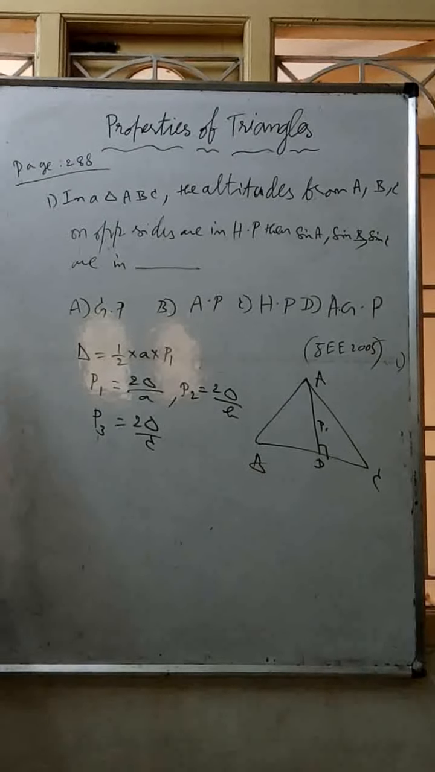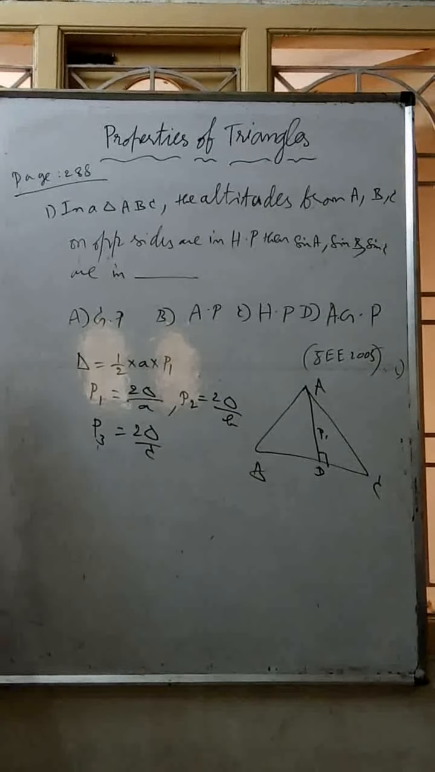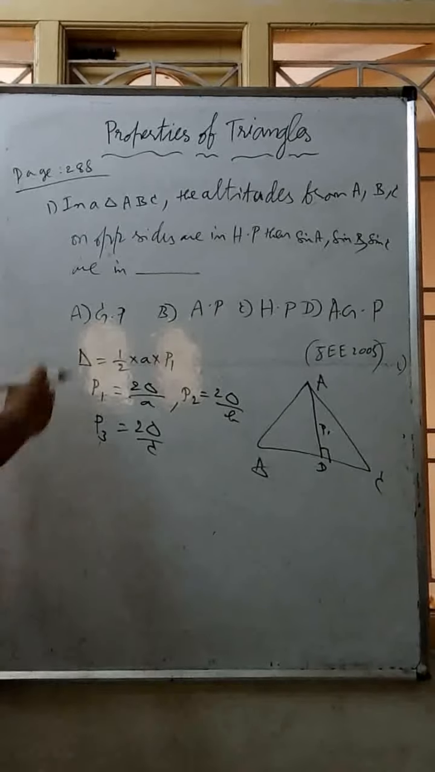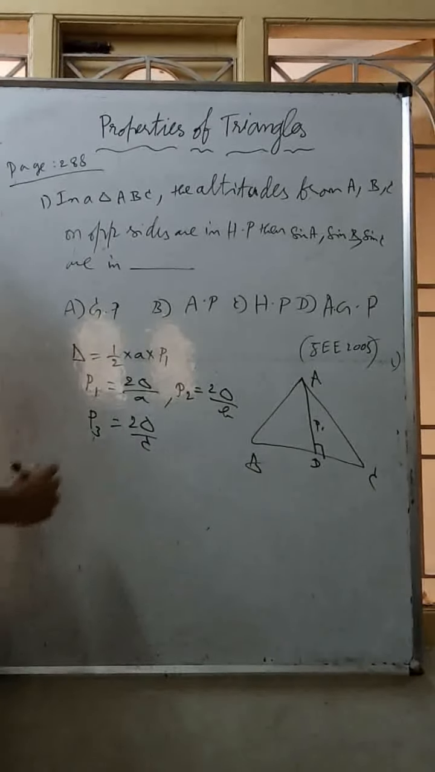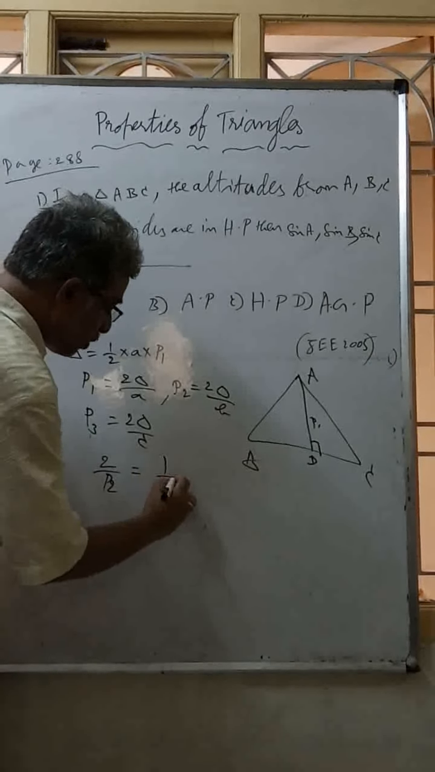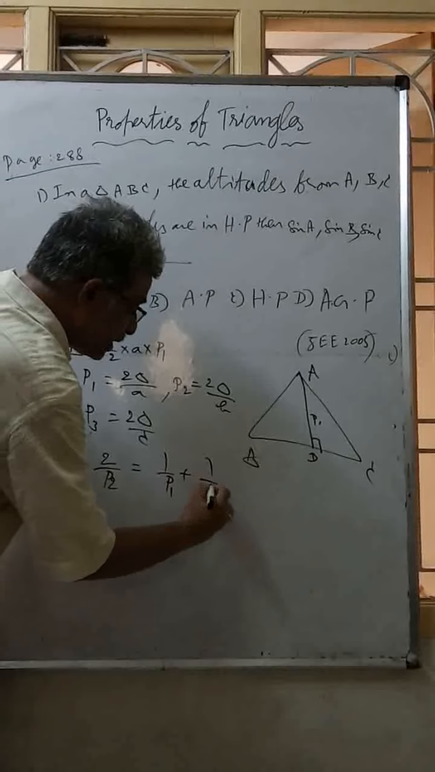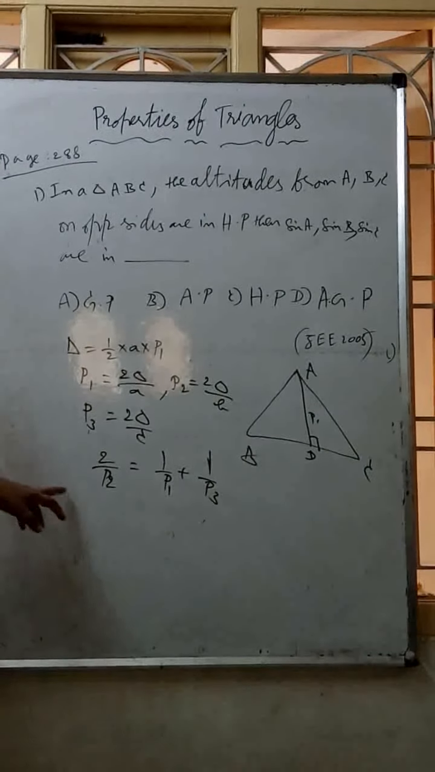What is meant by HP? Harmonic progression. It means the reciprocal of an arithmetic progression. Reciprocal of AP means 1 by P1, 1 by P2, 1 by P3 are in AP. That is, 2 by P2 is equal to 1 by P1 plus 1 by P3. This is HP. Reciprocal of AP is called HP.